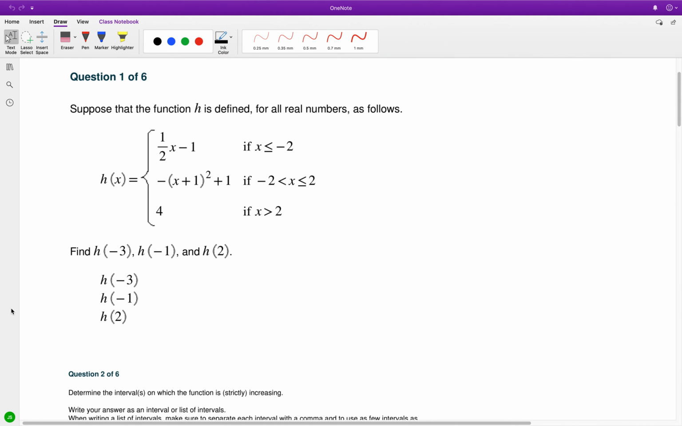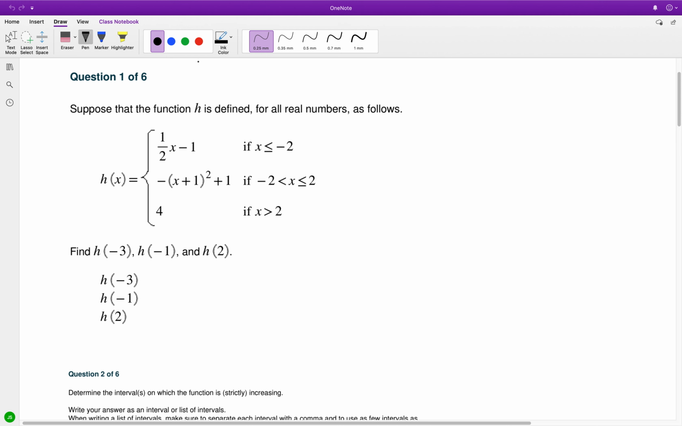Okay, for what we have in section 1.7, we start off with a piecewise defined function. We have a function h that is defined in piecewise terms. Looking at the breakdown, h of x equals 1/2 of x minus 1 if x is less than or equal to negative 2. And h of x is equal to the negative of the square of x plus 1, followed by the additional 1, if negative 2 is less than x is less than or equal to 2. And h of x is equal to 4 for those values of x greater than 2. All right, and we're looking for h of negative 3.